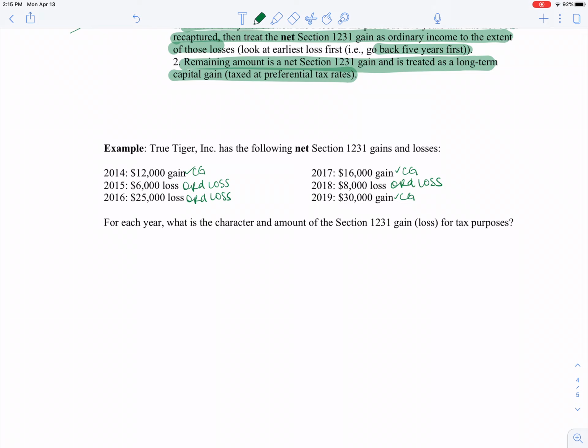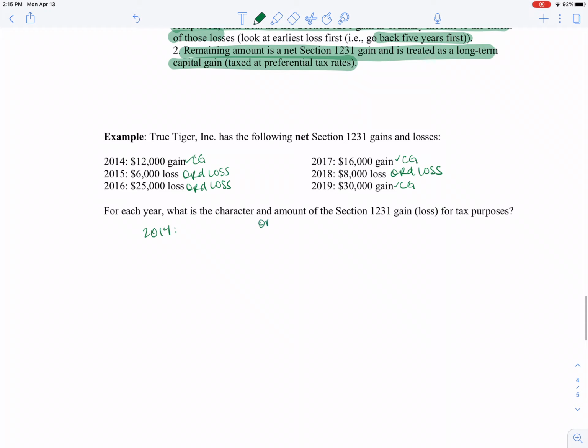So we're going to first look in 2014. And in 2014, we have, I'm going to say ordinary and then 1231. In 2014, we had a $12,000 gain. So I'm going to put it over here in this 1231 category. Then in 2015, we have a $6,000 loss. And the $6,000 loss would have been an ordinary loss. And so I would have deducted it against my ordinary income.